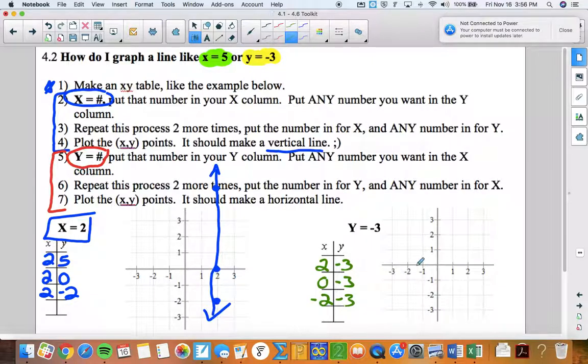Now I'm going to plot those points. So 2, -3 is right there. 0, -3 is right here. -2, -3 is right there. And I'm going to connect the dots, and that's my line. And it should be a horizontal line. And it is. Awesome.